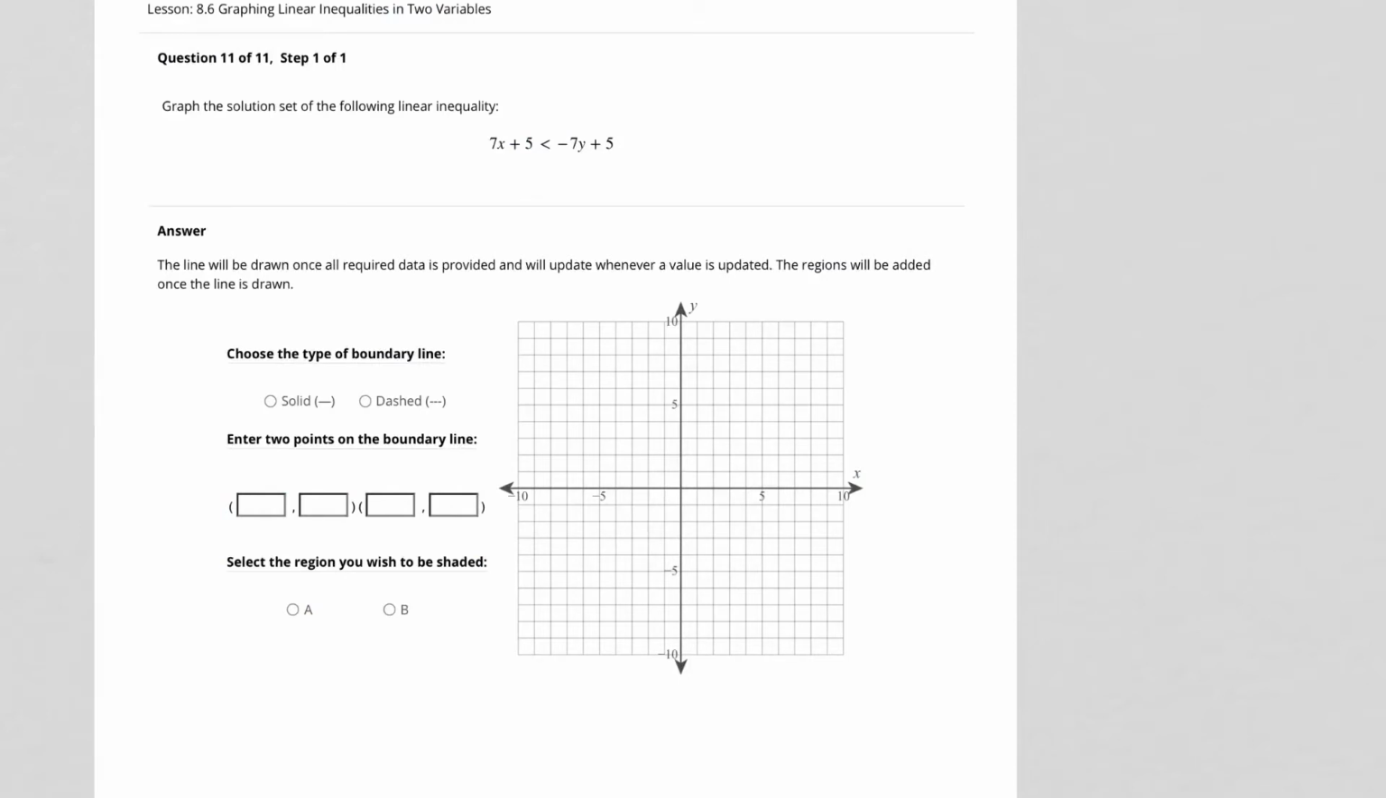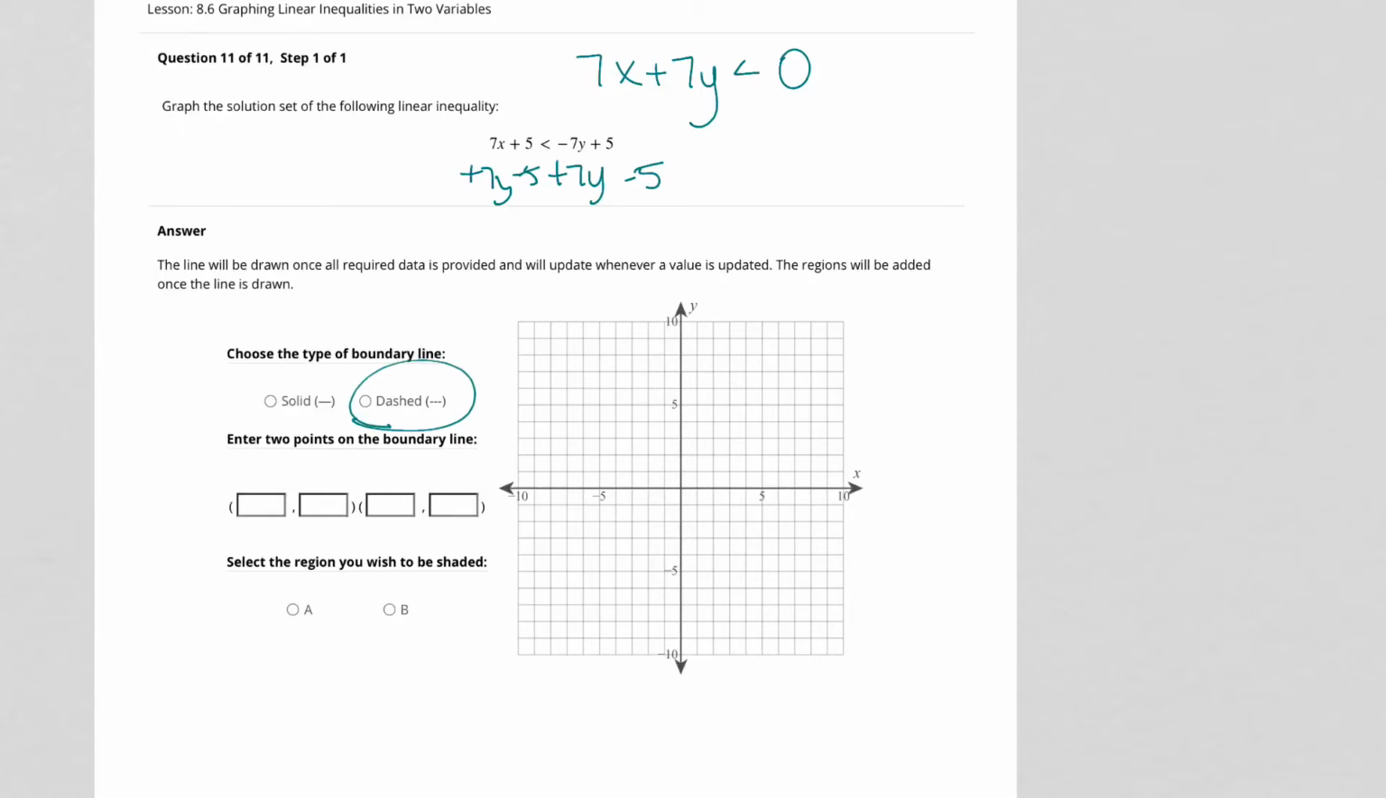This is our final example problem. 7x plus 5 is less than negative 7y plus 5. Again, cleaning it up a little bit, I want to add 7y to both sides, and I want to move this 5 by subtracting it. That gives me 7x plus 7y less than, and then 5 minus 5 is 0. All right, less than strictly means it's a dashed line.